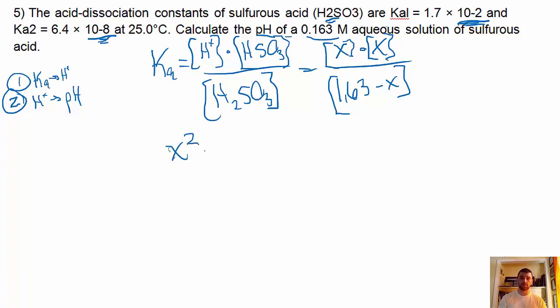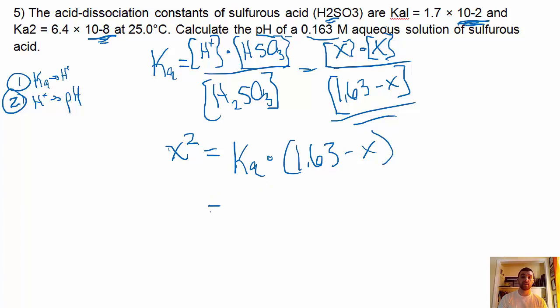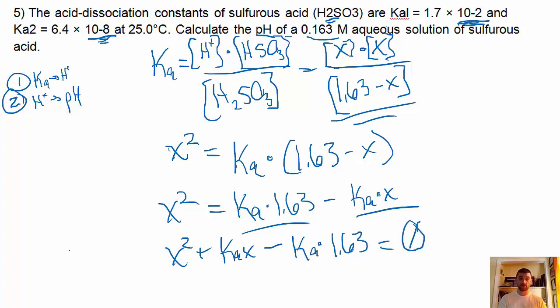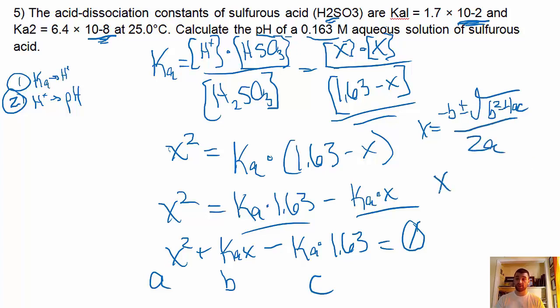I get X squared equals, well, I got to get rid of this denominator, so I multiply both sides by that. Ka times 1.63 minus X. Let me distribute that Ka. I get Ka times 1.63 minus Ka times X. That equals X squared. So now let me get everything on the same side. I get X squared plus Ka X minus Ka times 1.63, and that's going to all equal 0. So now I got my Ax squared plus Bx minus C set up, where I can use the quadratic equation, where x equals negative b plus or minus the square root of b squared minus 4ac, all over 2a. And I'm going to get one x value that makes sense.